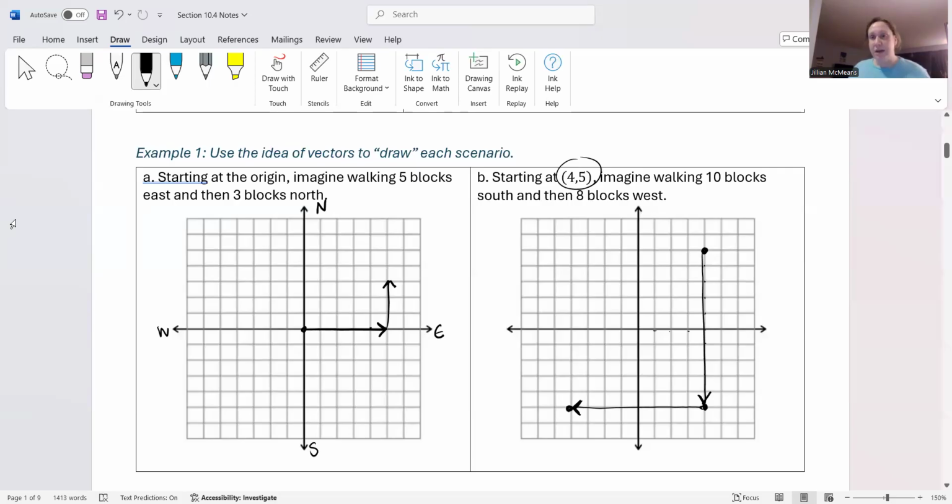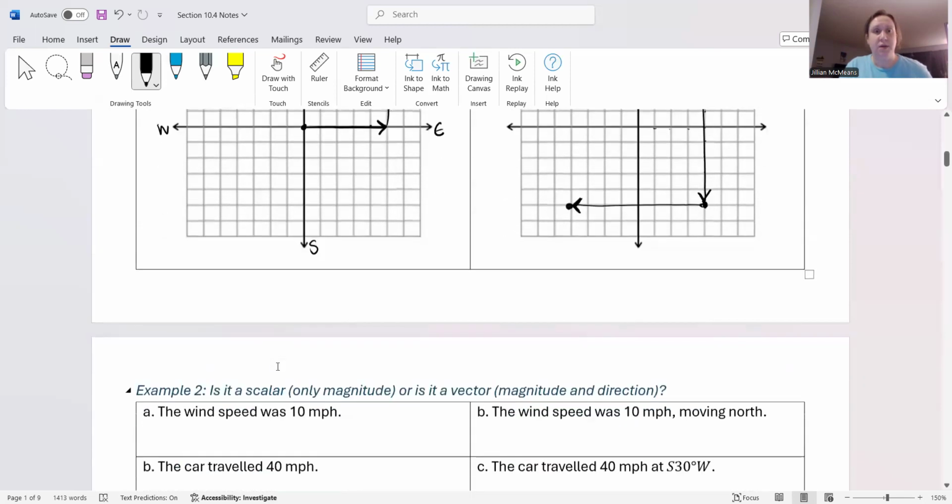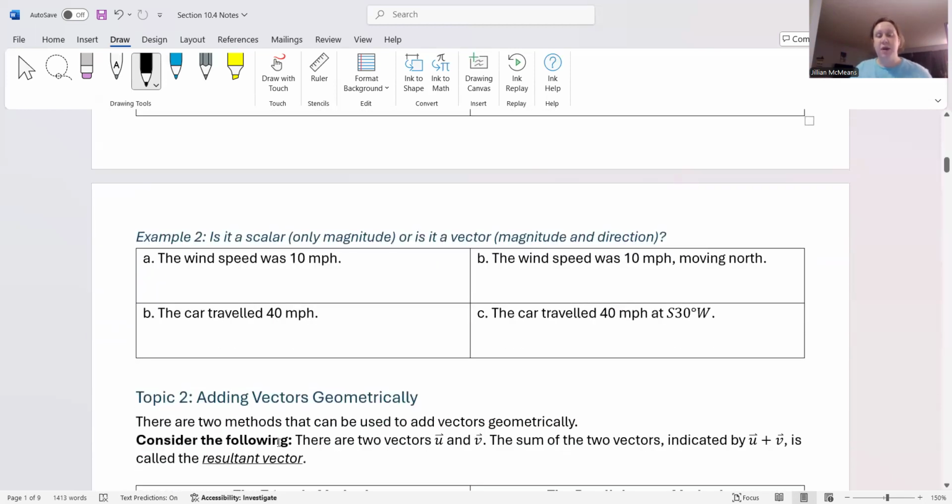Okay, so that's kind of how vectors work. You have to have a length, and then you have to have a direction. Now, I think we've got one more thing for this video. We're going to talk a bit more about it later, but we have this idea of a scalar. A scalar is just a quantity, just some number.